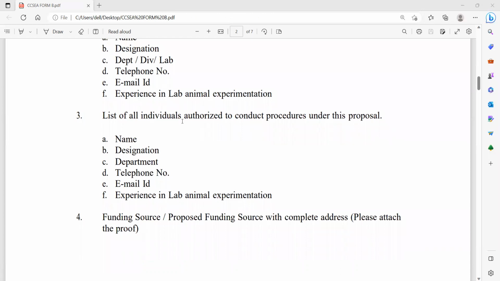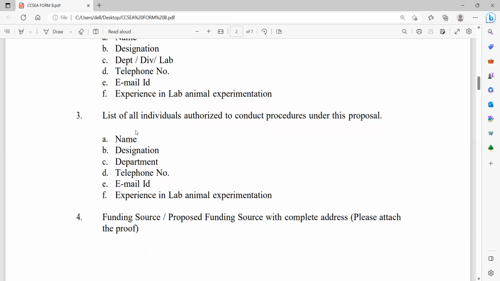Then list of all individuals authorized to conduct procedure under this proposal. So it is given that list of all individuals. So the persons who are involved in these experiments, you have to give the details. In that also, the veterinarian is one of the persons if your work is on surgical process or whatever it may be. So in that case, the veterinarian is also one of the individuals who is involved in the proposal.